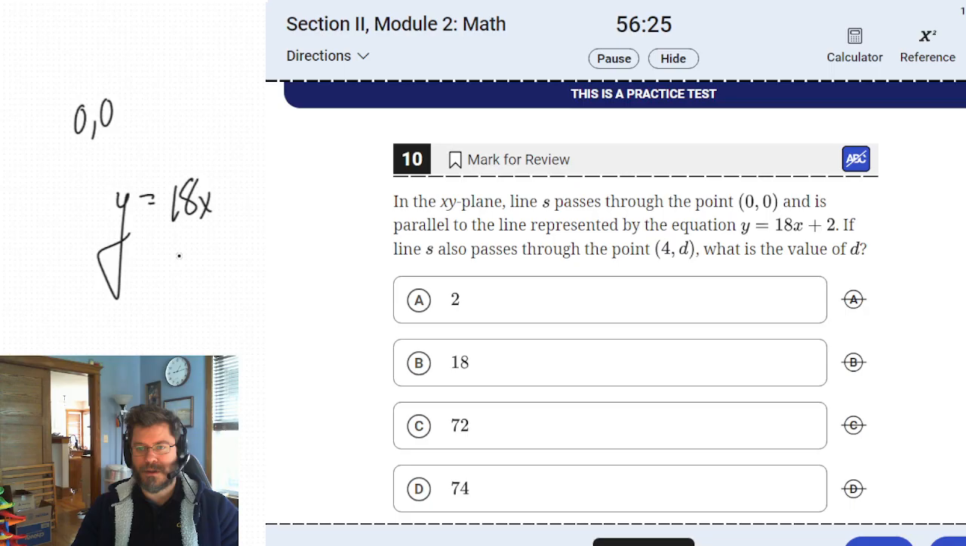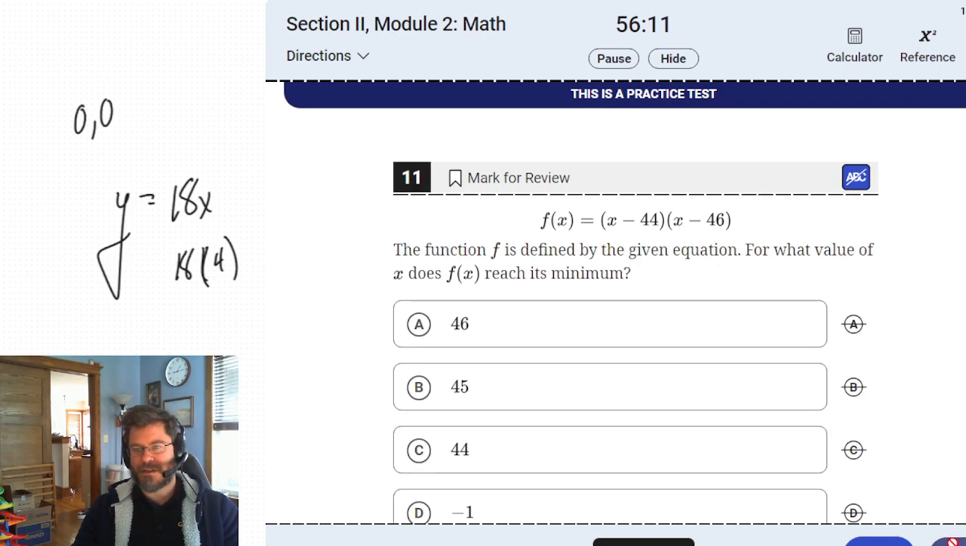So just plug in 4. 18 times 4 is, of course, what? 40 plus 24 is 60. 40 plus 32, sorry. 40 plus 32 is 72.